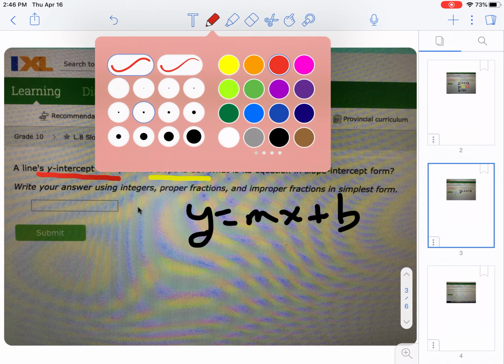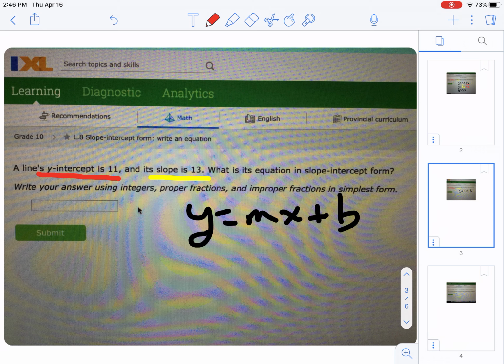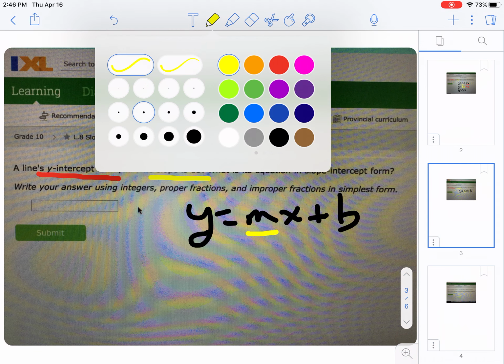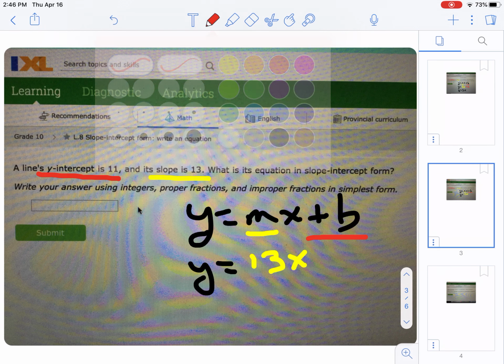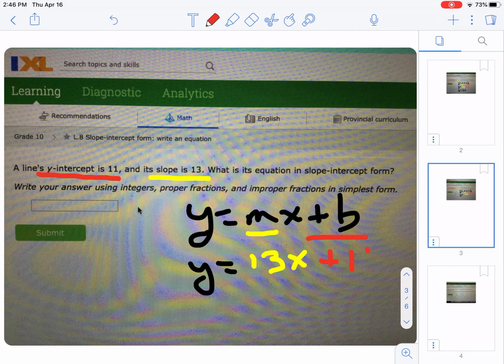Okay, and what we know is that the slope is represented by the letter m, and the y-intercept is the last number, the b value. So we just substitute the numbers in the sentence into the equation. So our equation is going to look like y equals 13x plus 11. Okay, so the slope is 13 and the y-intercept is 11. The equation is y equals 13x plus 11.